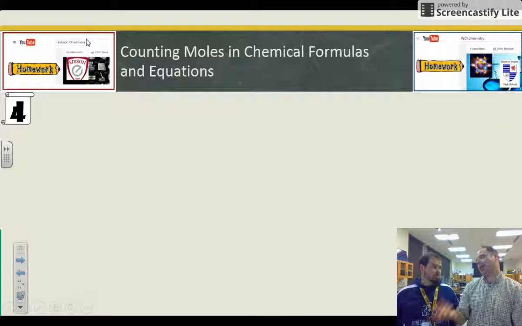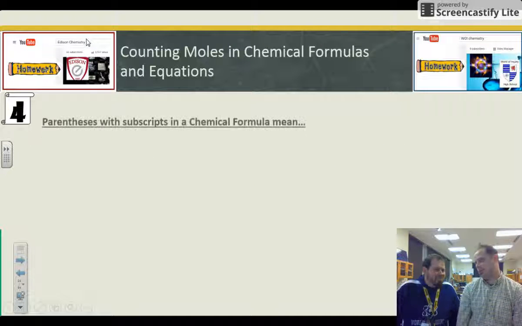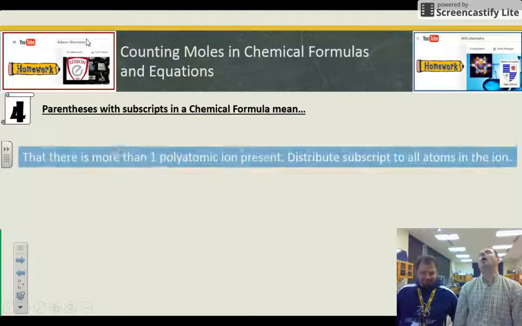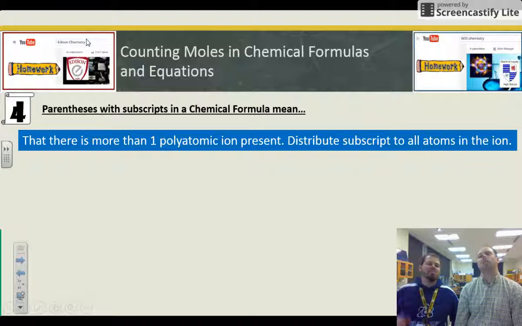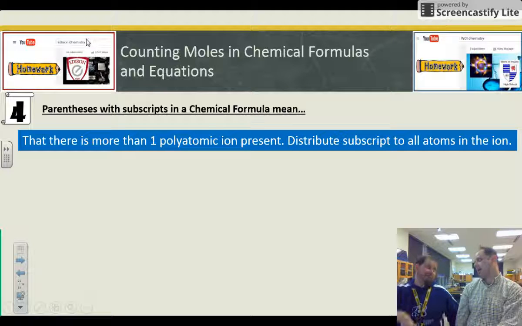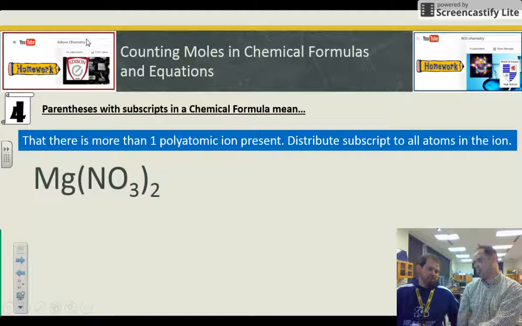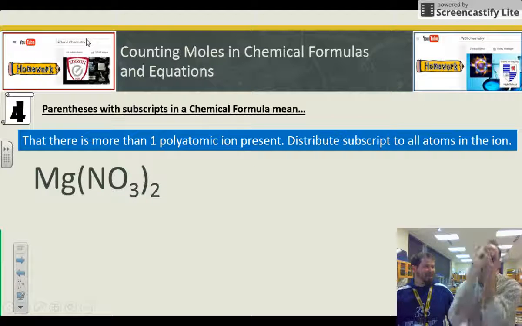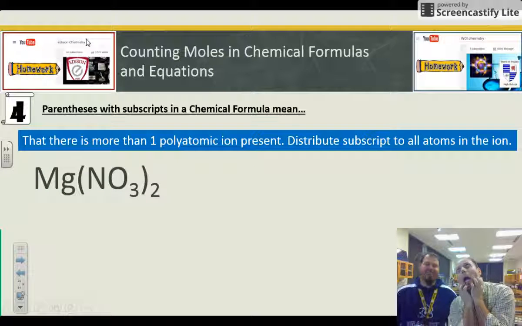But that can't be that simple. No, this is chemistry. We gotta get crazy. When there is more than one polyatomic ion, there will be a subscript after, outside, and below the parentheses. Yes, very good.